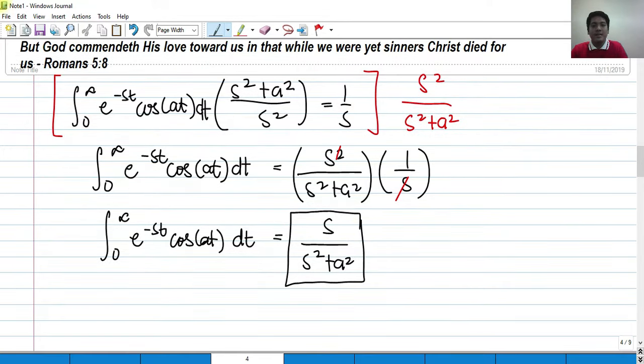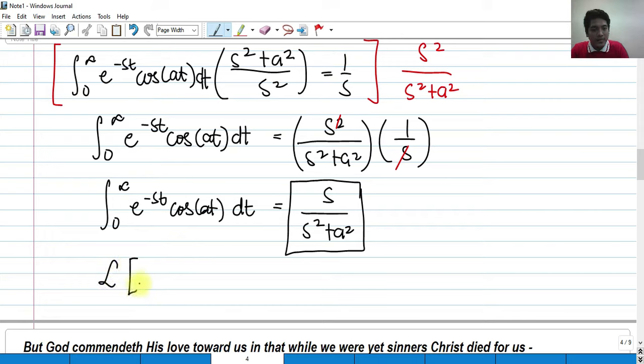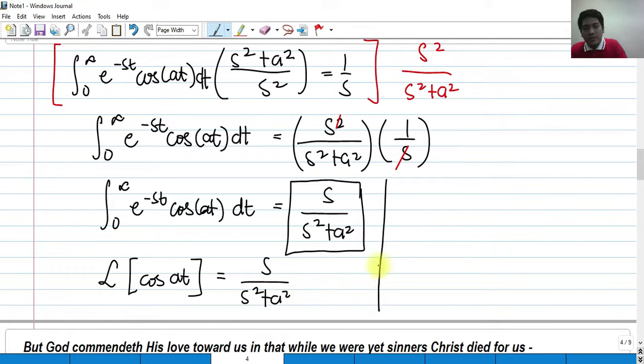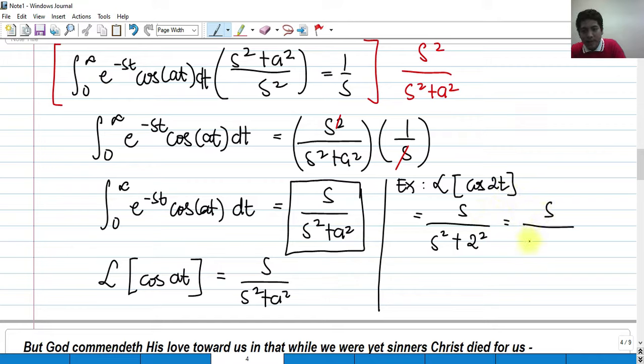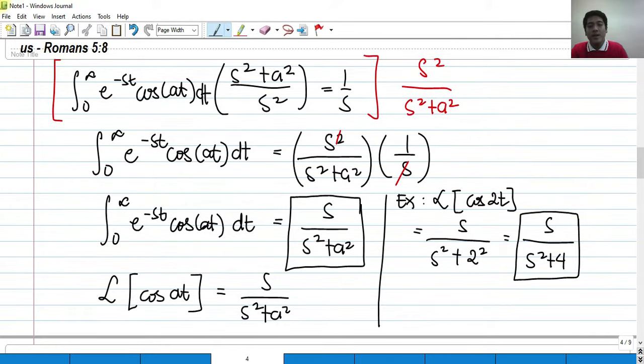So what does this tell us? If we're going to get the Laplace transform of cosine of at, where a is any constant number, we have s over s squared plus a squared. So for example, what is the Laplace transform of cosine 2t? Cosine 2t. So our a here is 2. So in order for us to find that, we have s over s squared plus a squared, which is 2 squared. So we have the Laplace transform s over s squared plus 4. That's how easy it is if we have the Laplace table. But I've shown you the derivation on how they arrive at this formula.